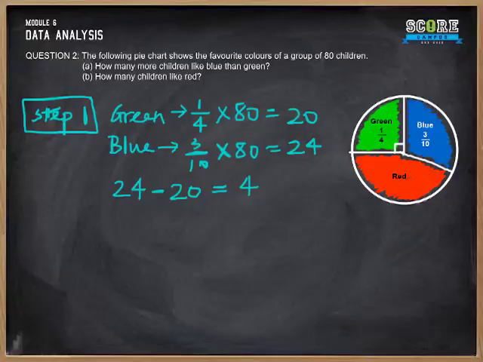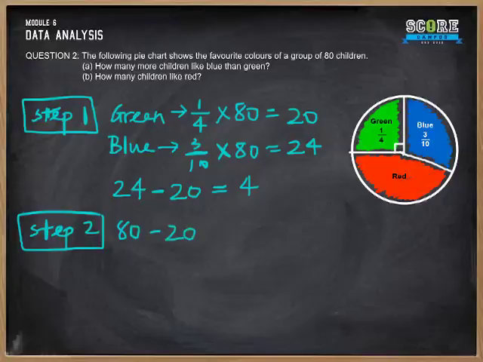Moving on to part B. Now we can easily find out how many children like red, because you have technically found out the other two figures already. So step 2, 80, that's the total number of children, minus 20, 20 of them like green, minus 24, 24 like blue. What is the remainder? When you do the mathematics, you get the answer is 36. 36 of them love red. And that is your final answer for part B. And for part A, you have 4. Always underline the final answers. It's a way of checking it.